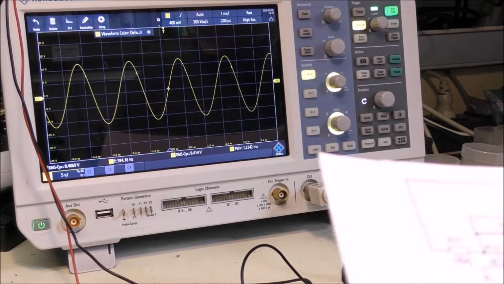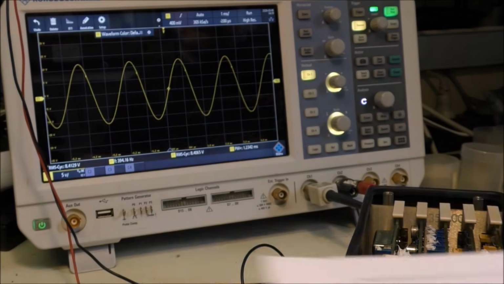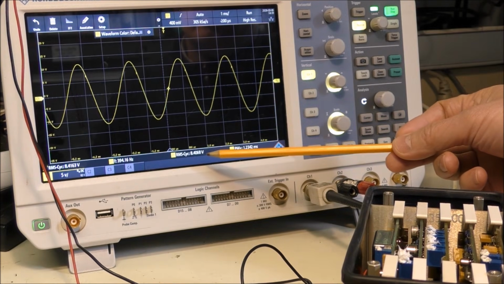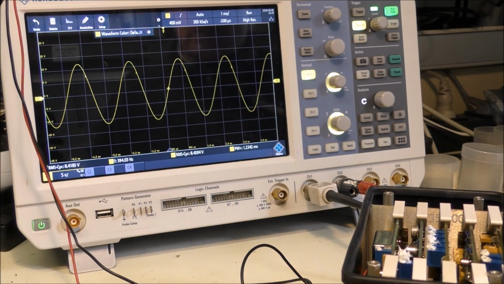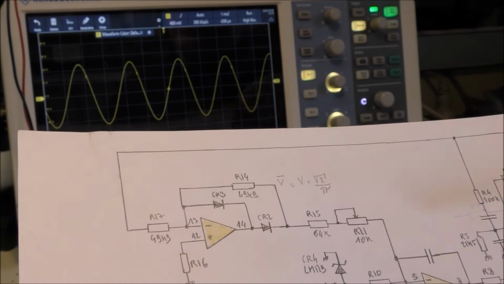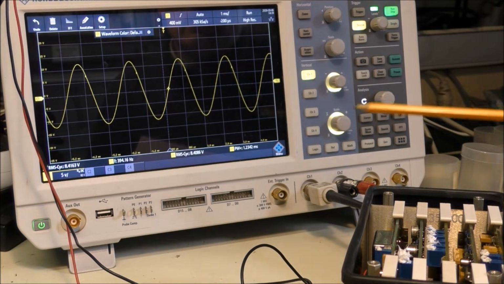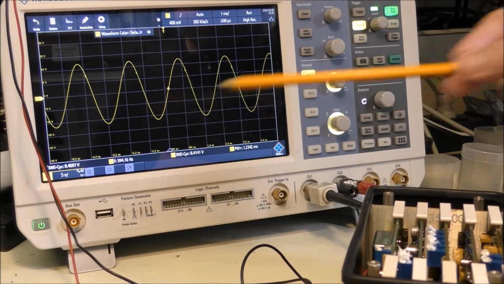We can see on the screen the output voltage here. We have an RMS voltage of 8.4 volts instead of the 8.6 I have calculated, but anyway this voltage is adjustable by this trimmer, and the frequency is 494 Hz.